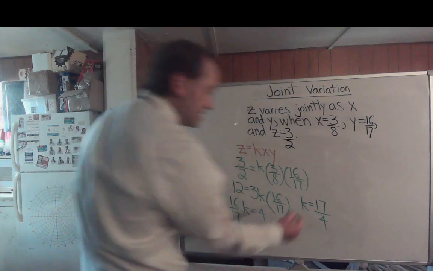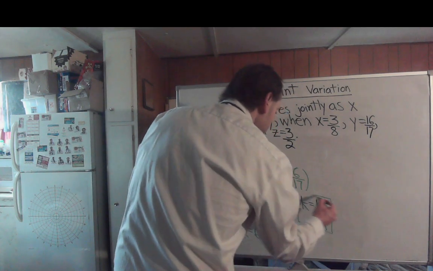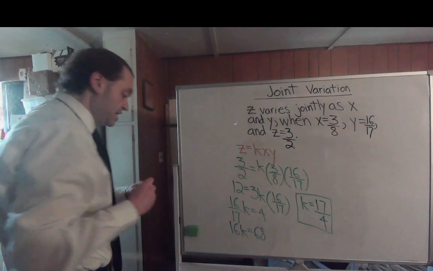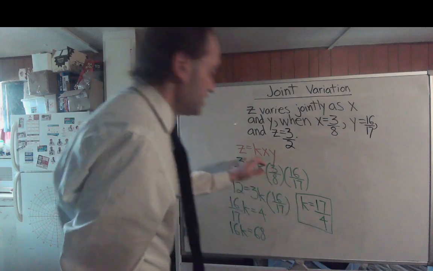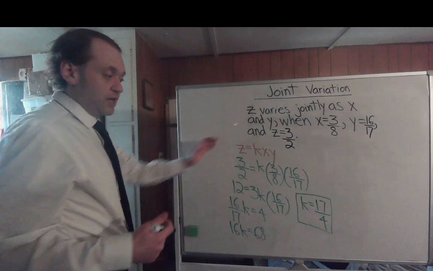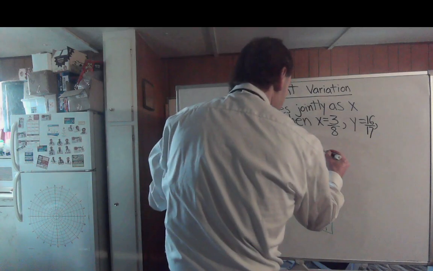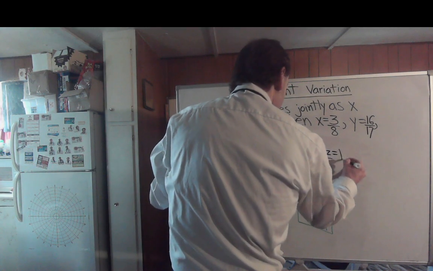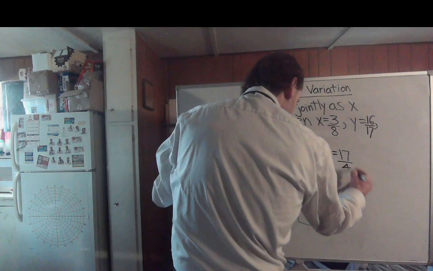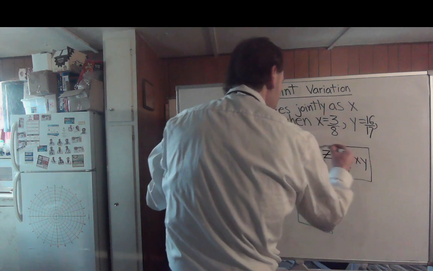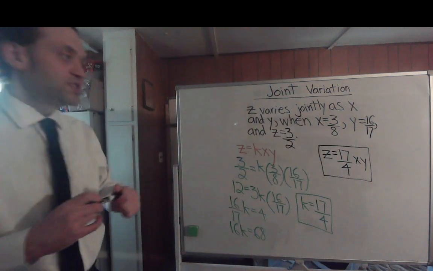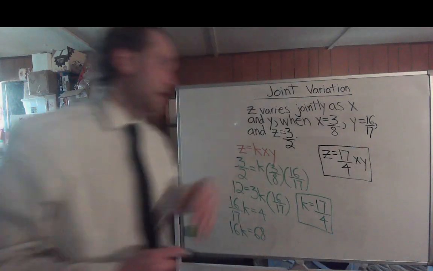So your constant of variation would end up being 17/4, which means now we can just put that constant of variation into the original format and find our equation of joint variation. That means that z would equal 17/4 xy. So there's your equation of joint variation. Z equals 17/4 xy.